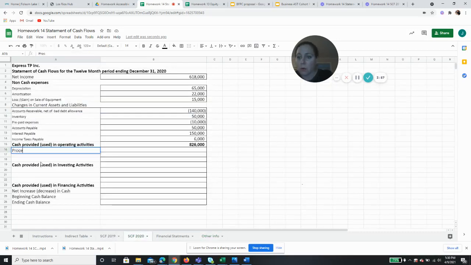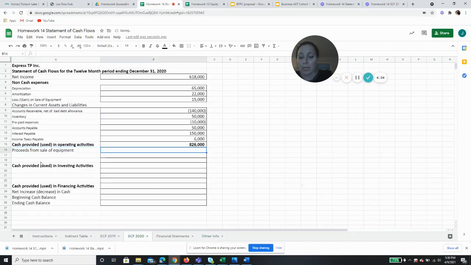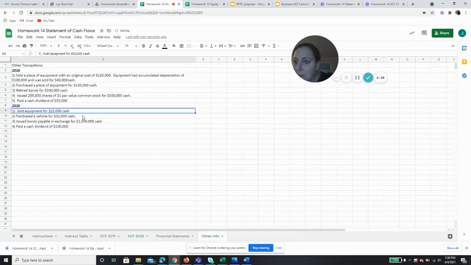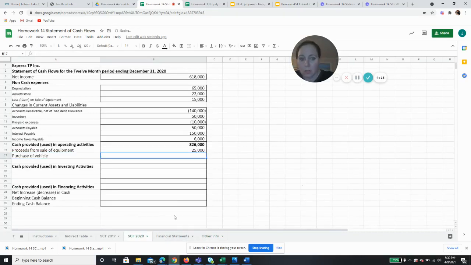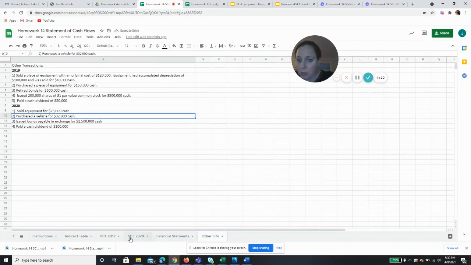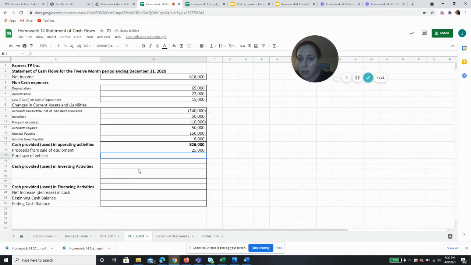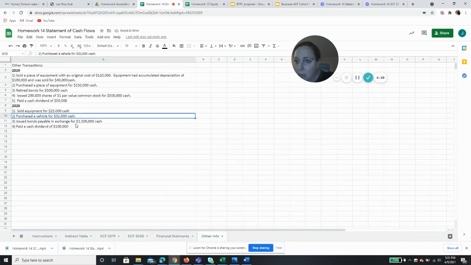So proceeds from sale of equipment, and since we sold it, we got cash, so we increased cash, so that's a positive. We purchased a vehicle for $32,000 in cash. Purchase of vehicle, $32,000. And since we purchased a vehicle, we spent cash, we decreased cash. And that's all we have.